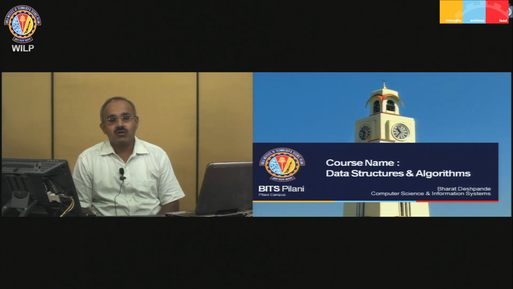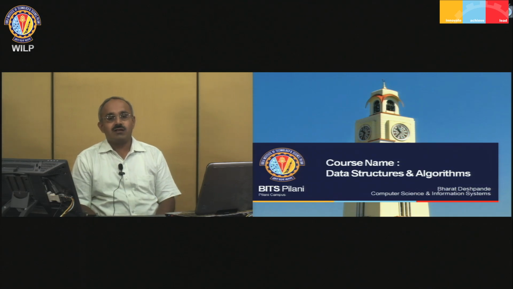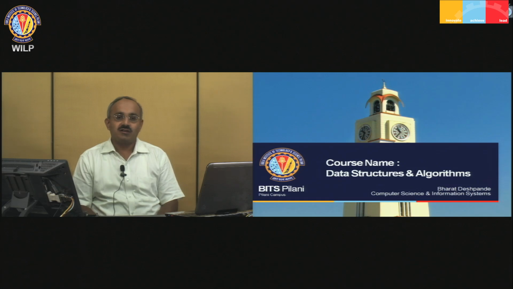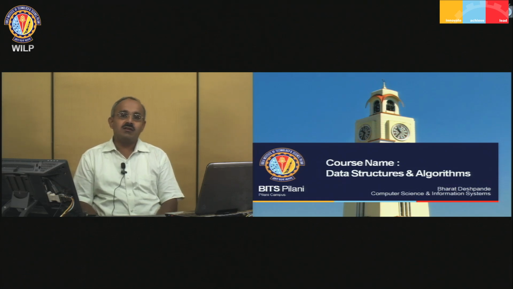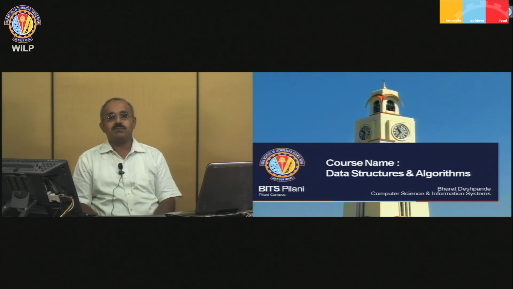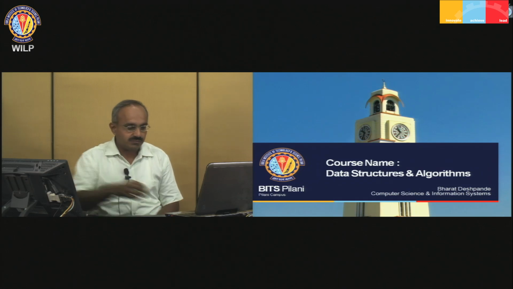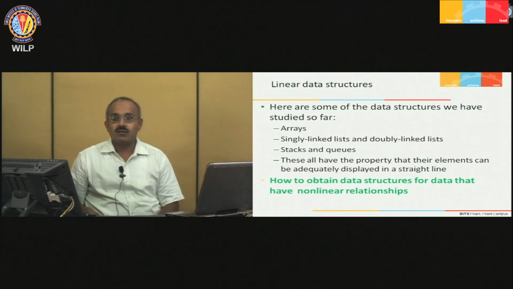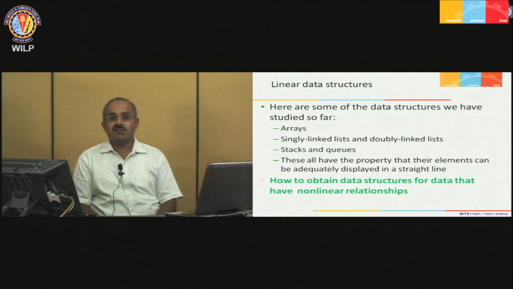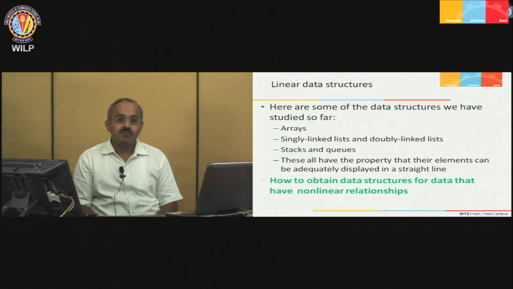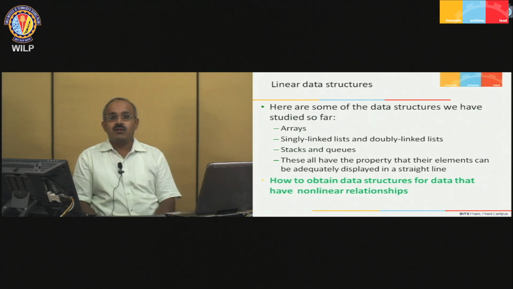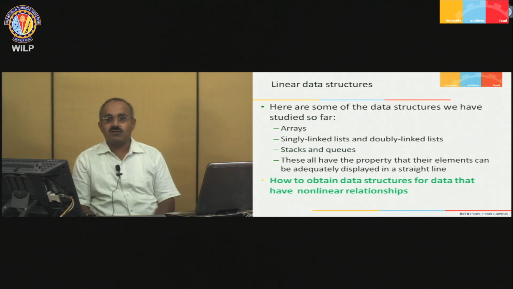We also observed that the data structures we looked at earlier were useful when the data had no relationships between them. So we looked at what are called linear data structures: stacks, queues, and representation using arrays and single linked lists or double linked lists.